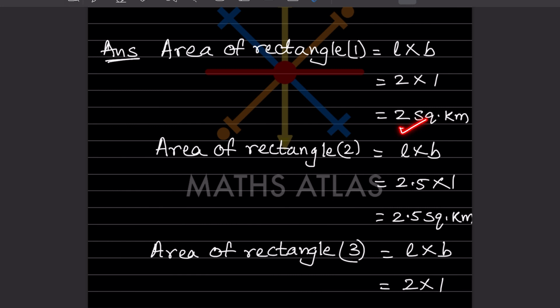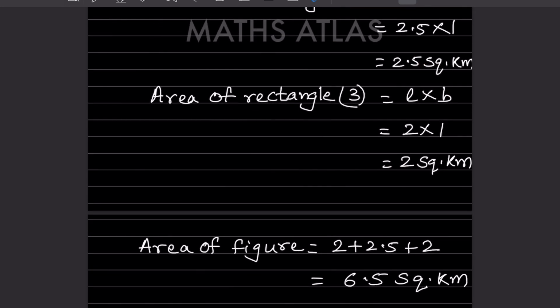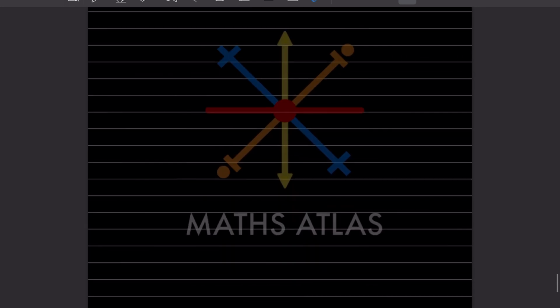So what are you going to do? This and this you are going to add for the area of the figure, means 2, 2.5 and 2. So that will be 6.5 square kilometer.